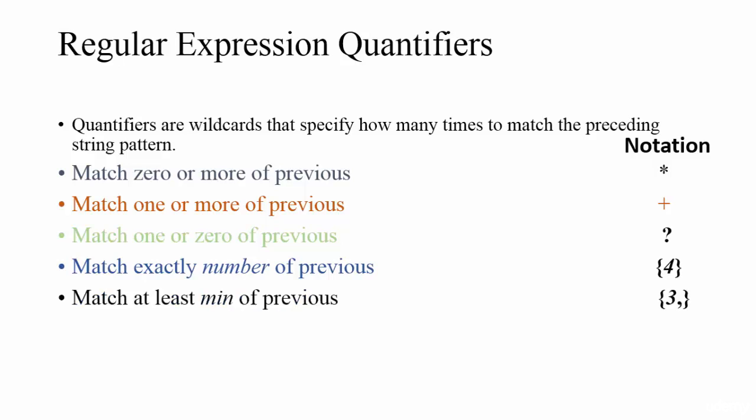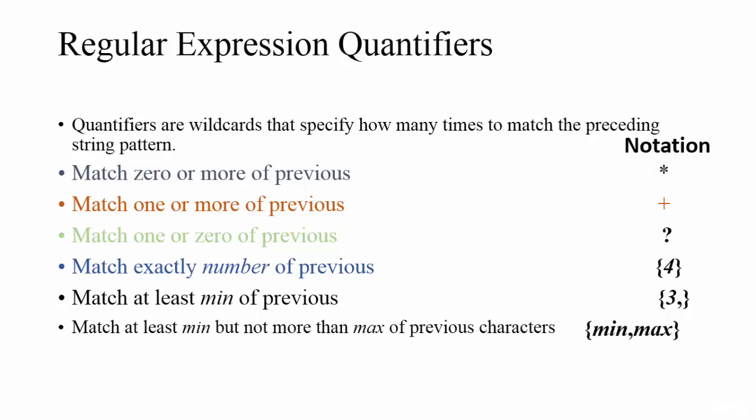So in case of 3 comma, I can pick at least 3 items. I have to pick at least 3 items. In case of min comma max, where max means maximum, I will be bound in a range that should be greater than the minimum and less than the maximum.